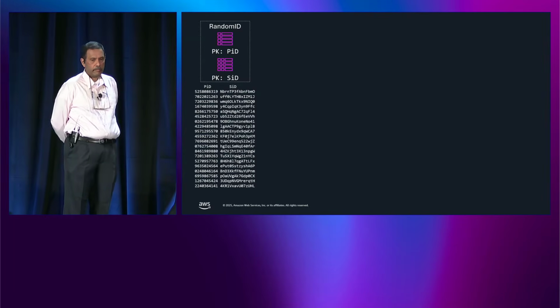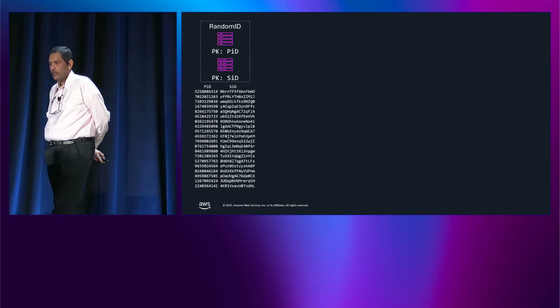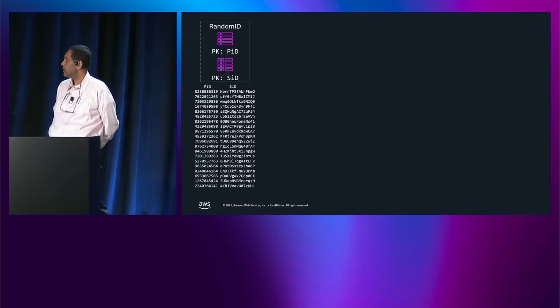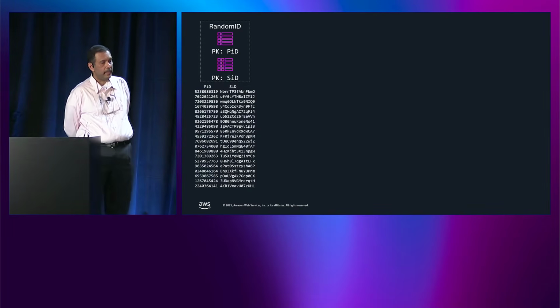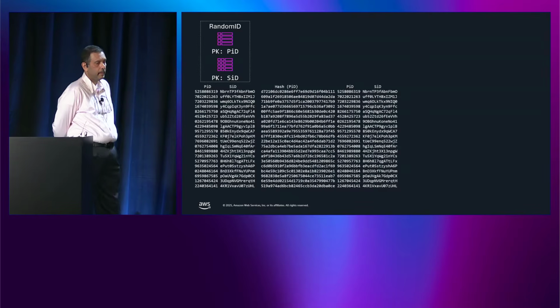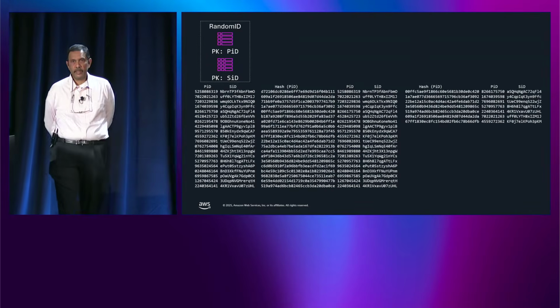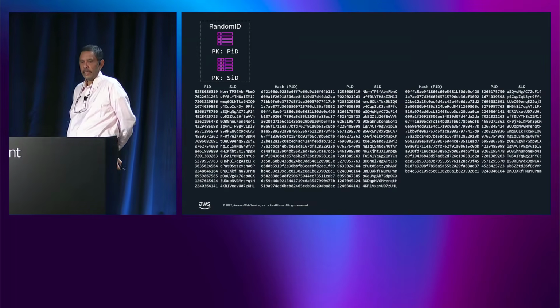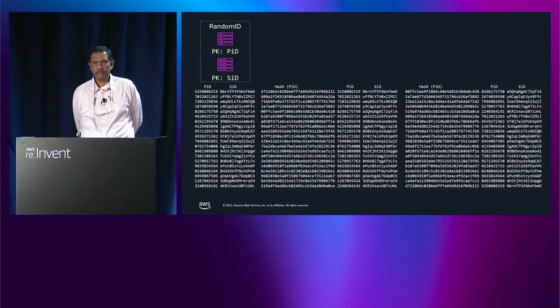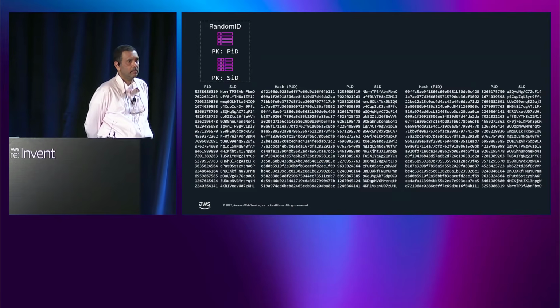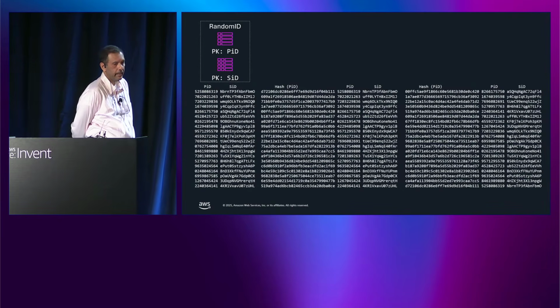So here's a look at how the random ID table actually would look. There's a PID and a SID. We compute the hash values. We sort the data based on the hash value, and we store it in partitions. That's pretty much what DynamoDB does day in and day out.